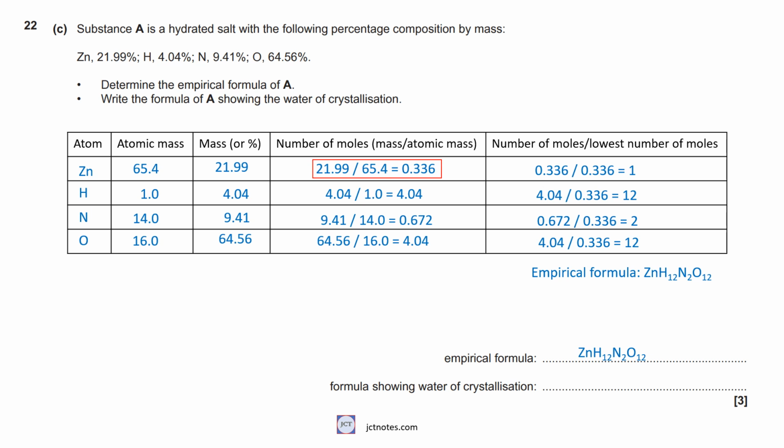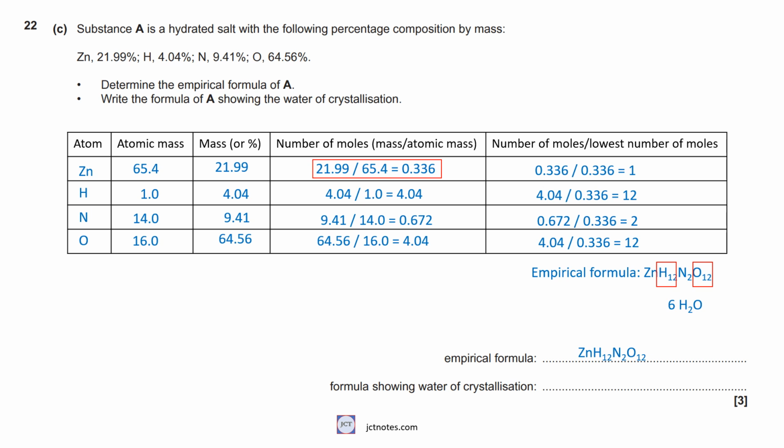To find the formula showing the water of crystallization, we need to consider that as the salt is hydrated, the water content has been included in the empirical formula. The proportion hydrogen to oxygen is 2:1. In the empirical formula we have 12 atoms of hydrogen and 12 atoms of oxygen.